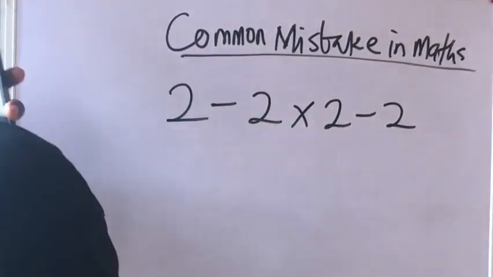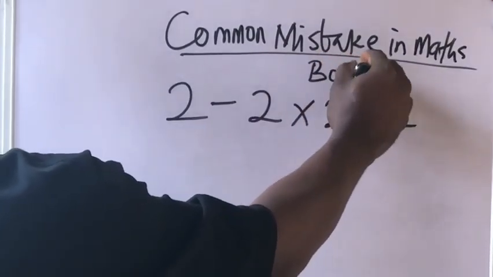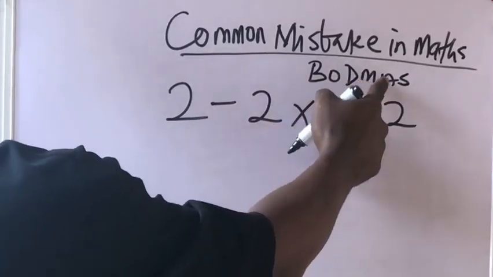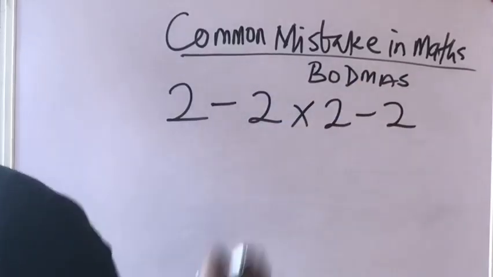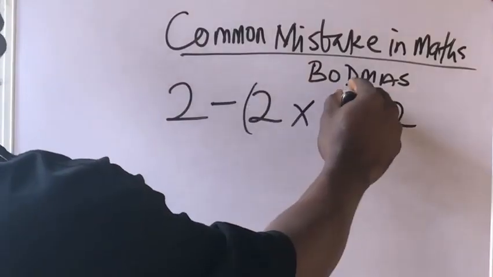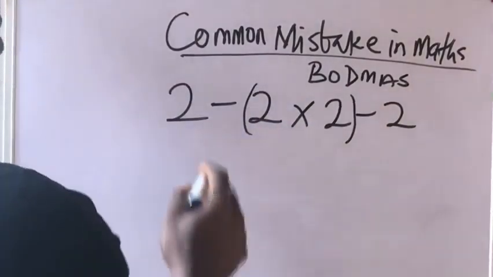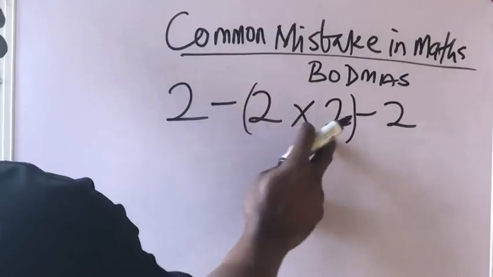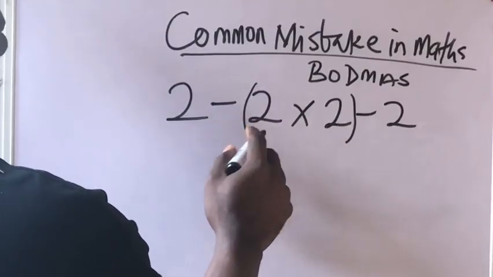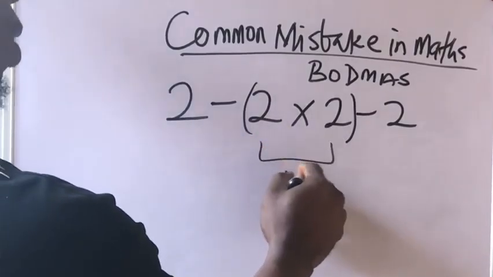The correct answer is this. According to BODMAS, multiplication comes before addition and subtraction, and brackets come before division, multiplication, addition, and subtraction. So we are going to place these two in brackets. This minus is affecting this 2 here. So minus 2, that is 2 times 2 now. 2 times 2 will give us 4.